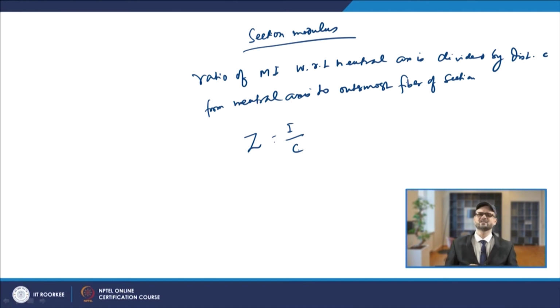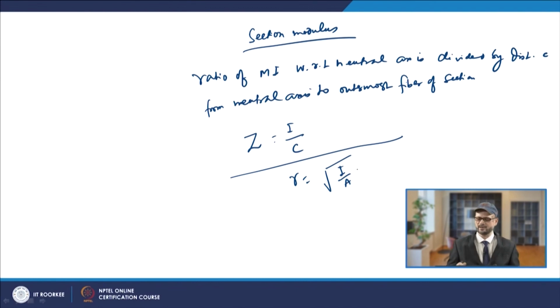Apart from that, you have other terminology like radius of gyration. It is the distance from the neutral axis to the imaginary point where the whole area of the section is assumed to be concentrated, having the same moment of inertia. The radius of gyration r is normally the square root of I upon A, that is, dividing by the area.